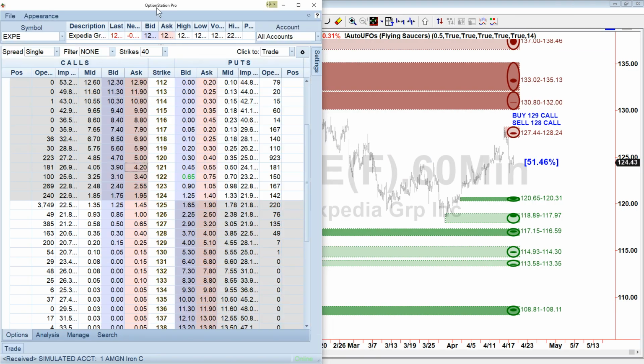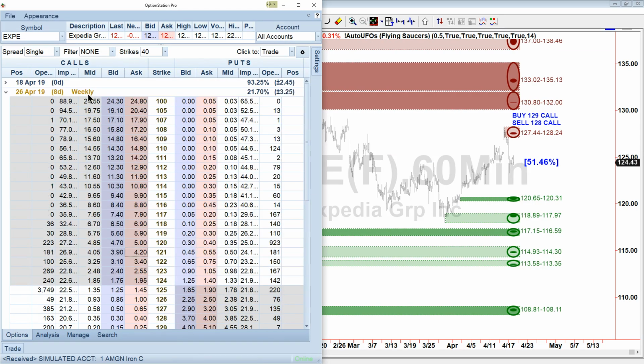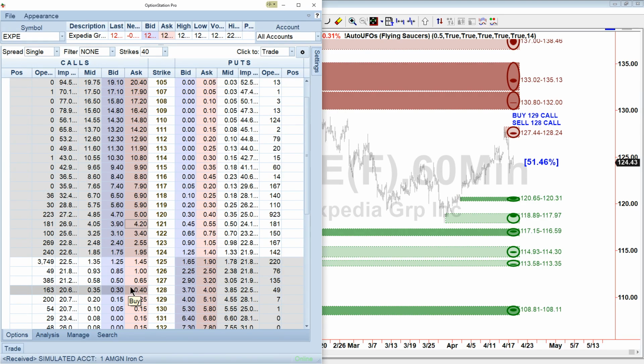Okay, we have Expedia here, looking at April 26, looking at the 128, we get 35. That is the minimum that we accept. For a $1 difference, we need 15% of $1, which is 15 cents. So if I sell the 128, I get paid 25. I buy the 129, I pay 20. So I actually get 15 cents.